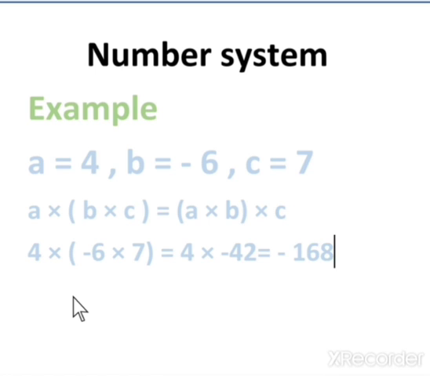Now we're going to solve for the right hand side. First, the value for A is 4, and the value for B is minus 6, and the value for C is 7.